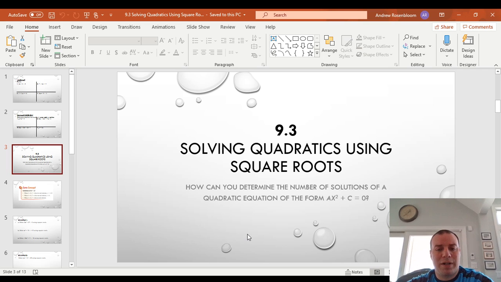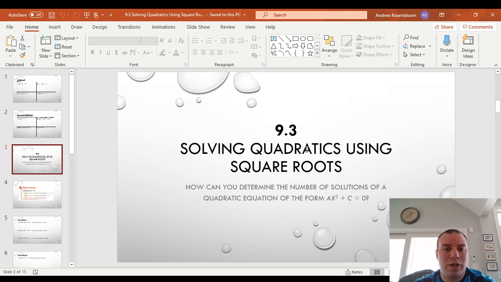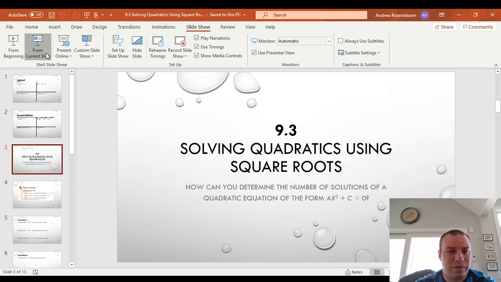Hi guys, we're going to continue with chapter 9, which today we're going to be doing solving quadratics using square roots. You'll see that this is actually a pretty straightforward lesson, not too much in it, and you should be fairly comfortable with this. So let's go ahead and get started.